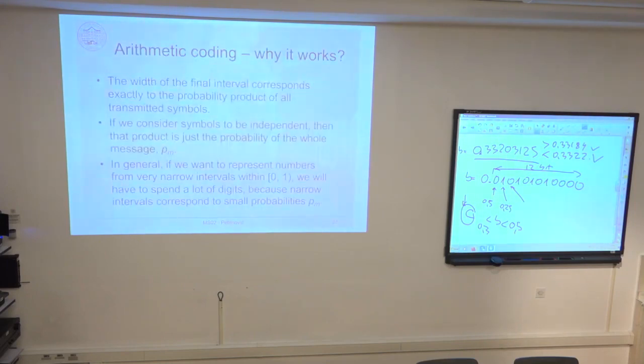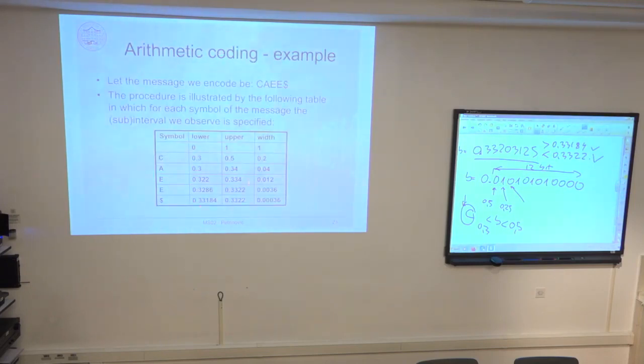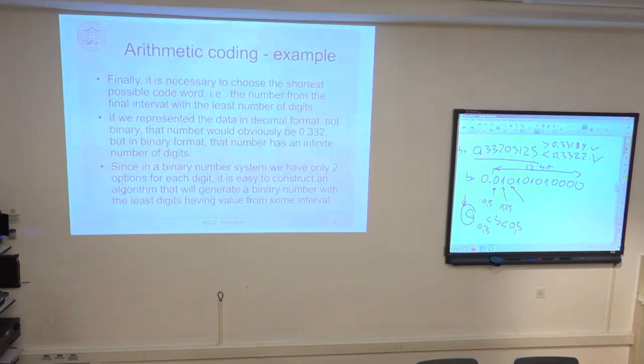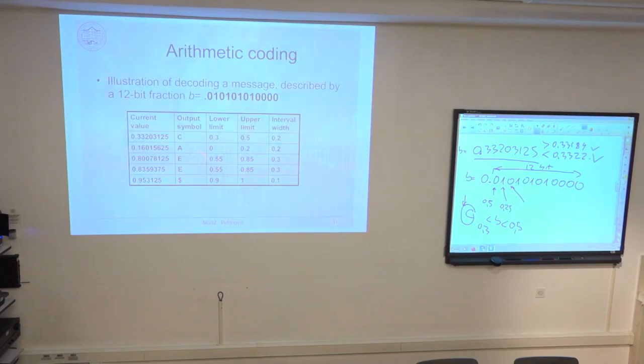Let me check where this symbol E is. Symbol E is from 0.55 to 0.85. Okay, so it is in this range, 0.55 to 0.85. So I simply write, okay, the third letter of the message is E.